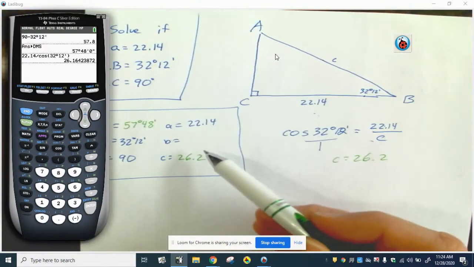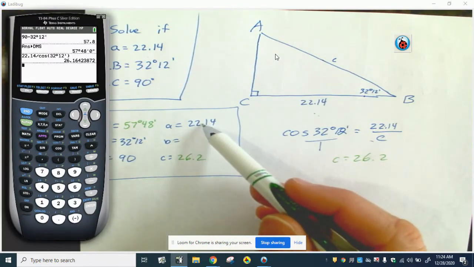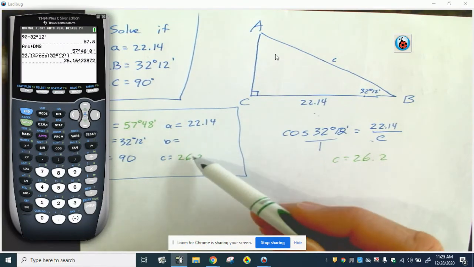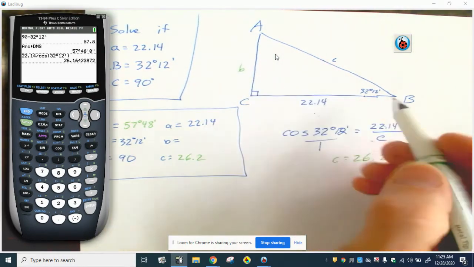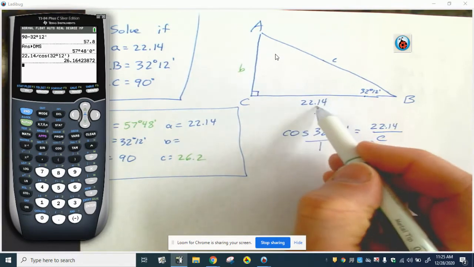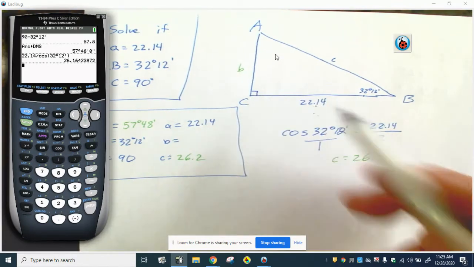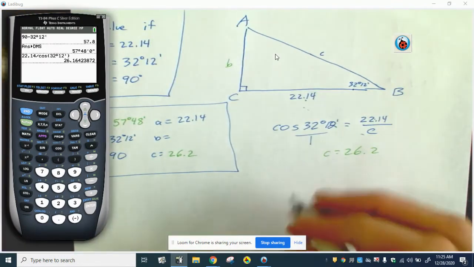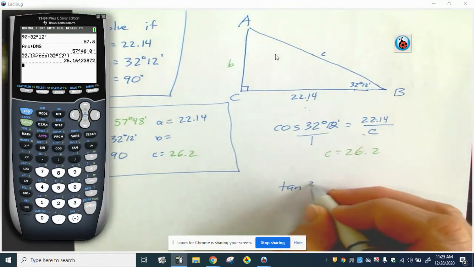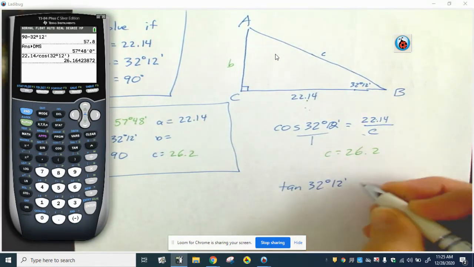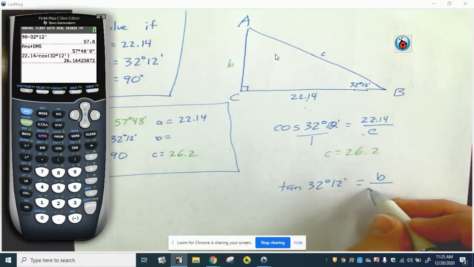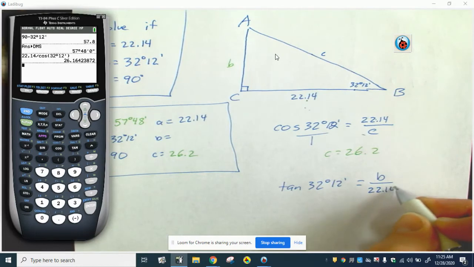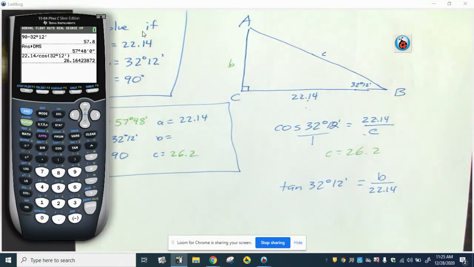Now again, I have a leg and hypotenuse. I could use a squared plus b squared equals c squared to solve that. I personally don't like to. I would go from here opposite adjacent. So I would just do tangent, and I would say tangent of my 32 degrees 12 minutes is equal to opposite over adjacent. So in this case, I want to multiply. And by the way, you can do a little cheater thing with this.